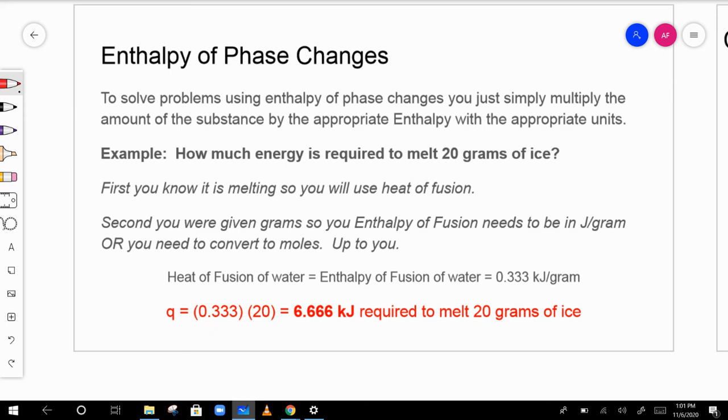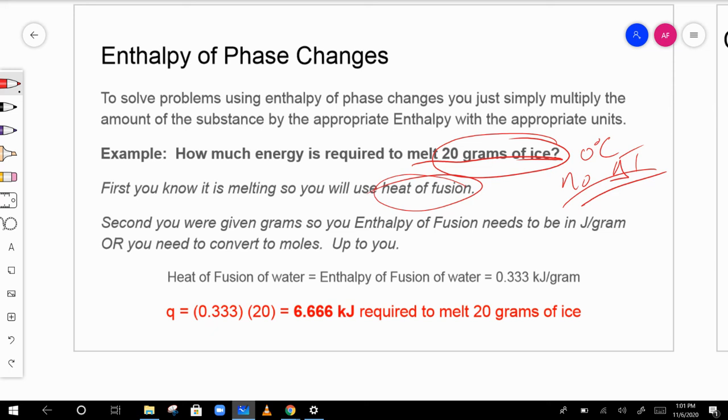So let's look at a really simple problem here. How much energy is required to melt 20 grams of ice? If it's already at its freezing point, we're going to assume that it's at 0 degrees Celsius already. We have no temperature change. Okay, we're just melting the 20 grams. So here we're going to use heat of fusion, because that's what melting is.